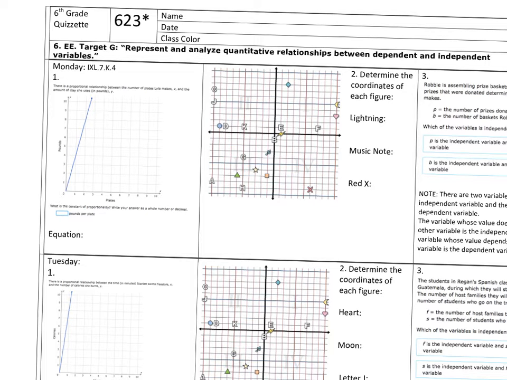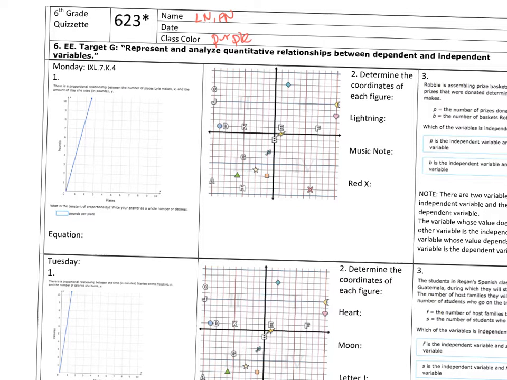Today we'll be recording a video on Quizzette 623 for my highly accelerated class. If you're in another 6th grade class, it probably has a different code on the top. Please put your last name, comma, first name, today's date, and your class color. Today I'll say that I'm purple.